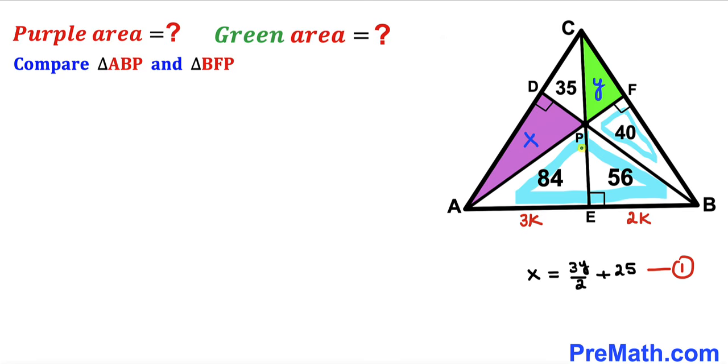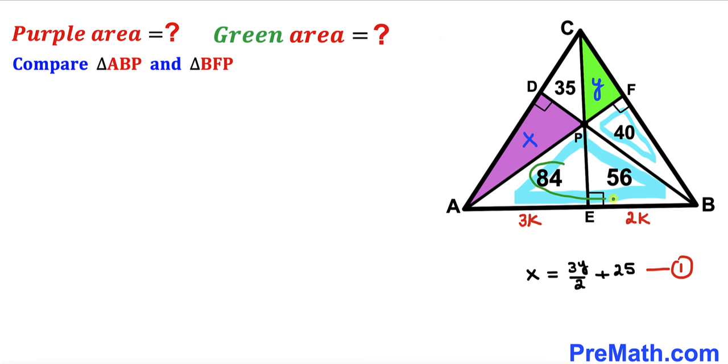And now let's focus on this big triangle ABP that consists of these two right triangles, this triangle and this triangle. And also focus on this other right triangle BFP. The total area of this big triangle is going to be 84 plus 56. And if we add these two numbers, that is going to give us 140. And the area of this triangle is 40.